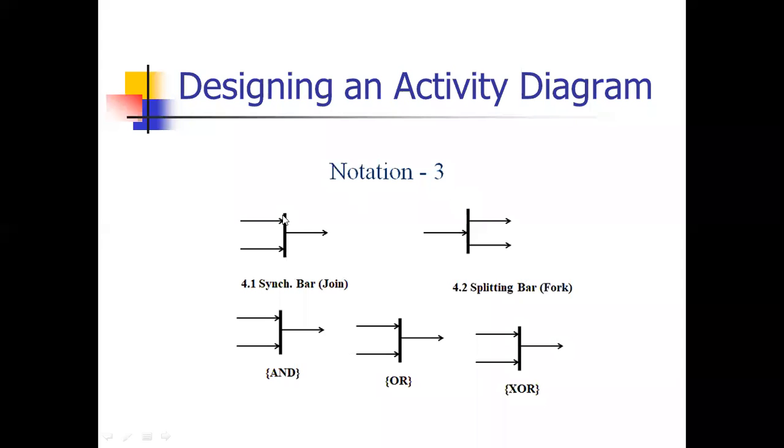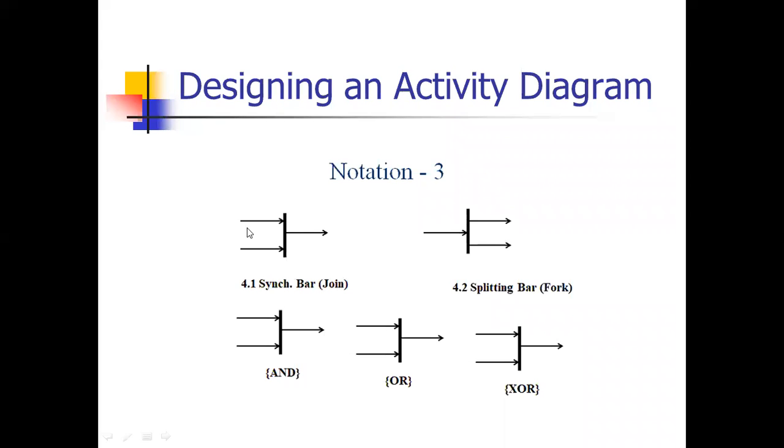Then the third notation, the synchronization bar. Here you can see this thin bar. This is for fork. Sorry, this is for join. Here you can see the example of a fork, a splitting bar. Based on one activity, it produces two outputs. From one input, it will produce two outputs, with this thin line. This is the notation for fork, and this is for join.